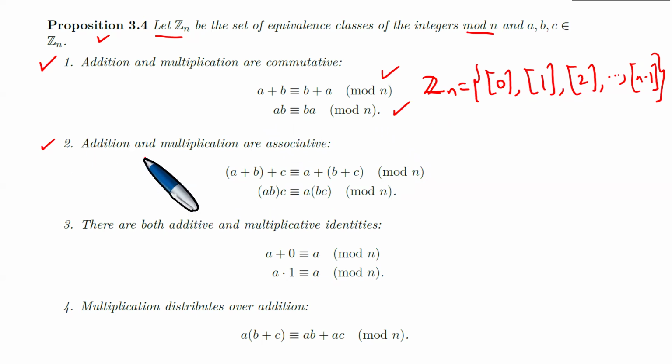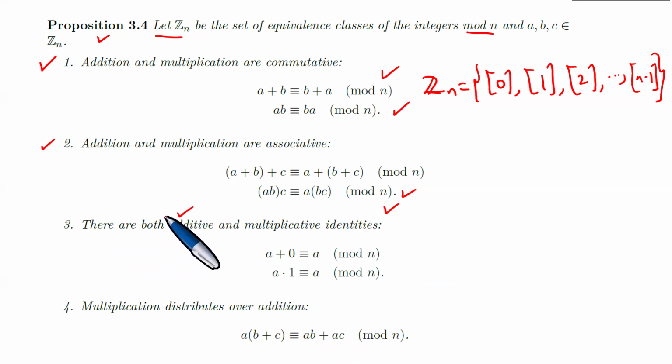Next point, addition and multiplication are associative. So we can associate a and b, and this is equivalent to associating b and c modulo n. Also with both addition and multiplication, we are able to say that multiplication is also associative, because if you have a and b associated, then it's the same as b and c associated modulo n.